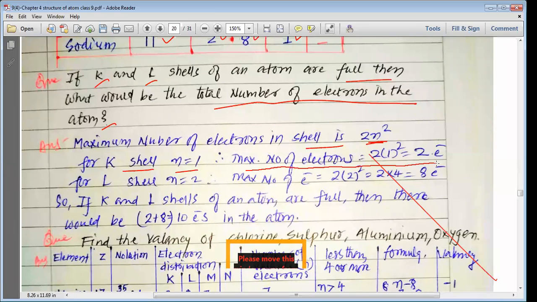So maximum number of electrons is equal to 2 into 1 square, that is 2 electrons. If L shell, n is equal to 2, so maximum number of electrons is equal to 2 into 2 square, that is 2 into 4, that is 8 electrons. So if K and L shell of an atom are full, then there would be 2 plus 8, that means 10 electrons in the atom. So if this is the question, my dear students, we can easily answer that if K and L shell of an atom are completely full, then what would be the total number of electrons in the atom? There would be 10 electrons in the atom.